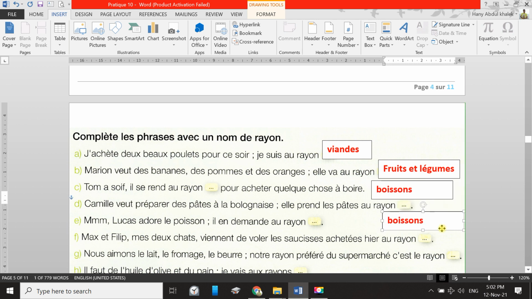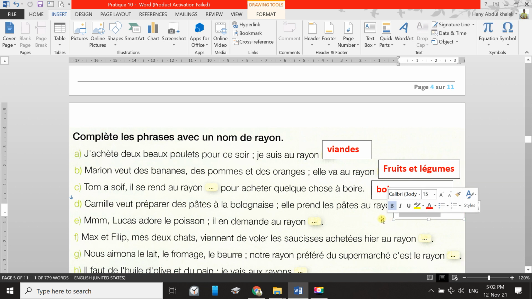Next, this one. Ok, tu veux préparer des pâtes à la bolognaise. Pâtes, it's like macaroni. À la bolognaise, elle prend les pâtes au rayon. Ok, pâtes. We can find it here. It's in the pots. Write that. Okay, pots. Okay, riz, which is rice, et légumes secs. Okay, the dry vegetables, which is here. That's it.